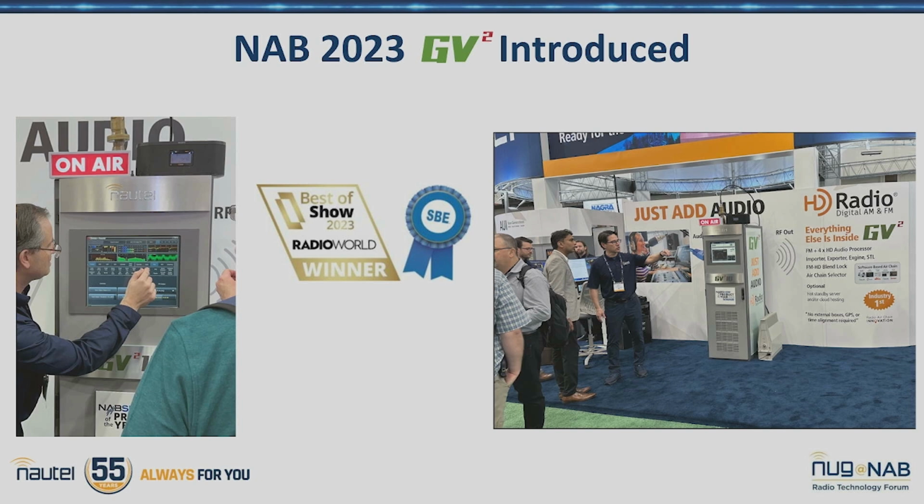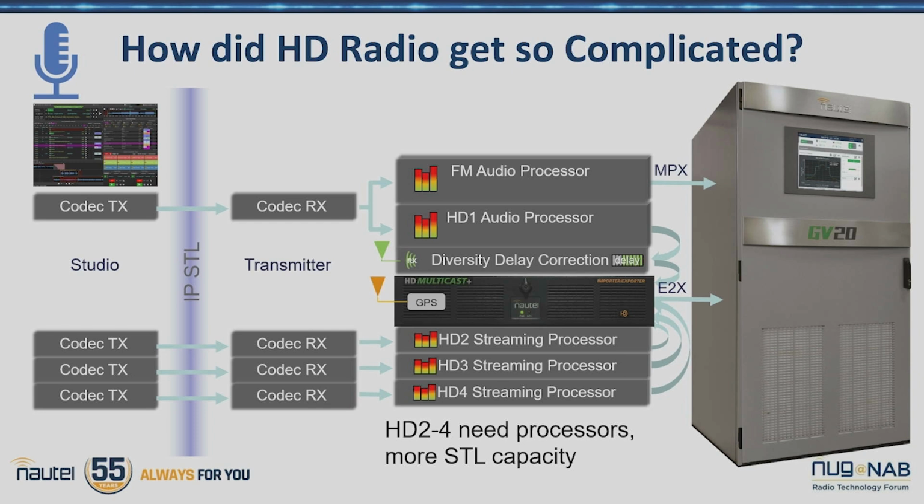At NAB 2023, that's where we first introduced the GV2, or GV squared, as Jeff wants to call it. First of all, it goes back to the question we asked: how did HD Radio get so complicated? We get the feedback from you that HD Radio is the most complicated install to do of anything that you do. So many boxes, so many interconnects, so many points of failure.